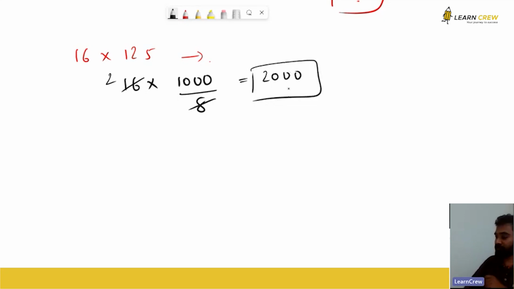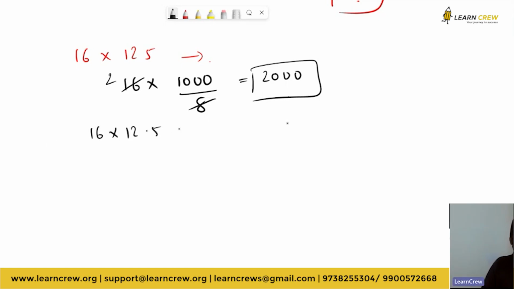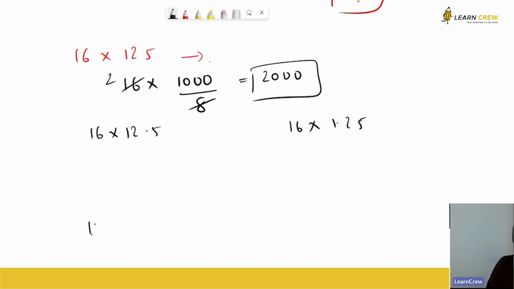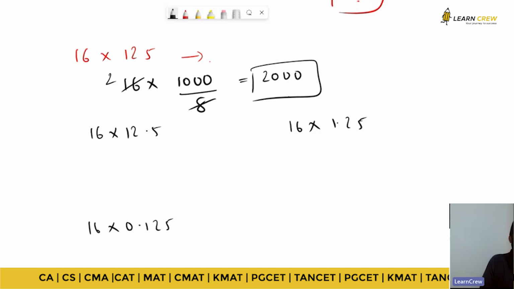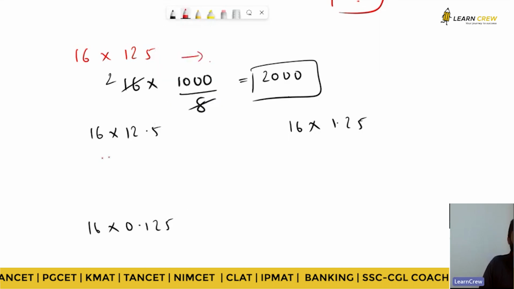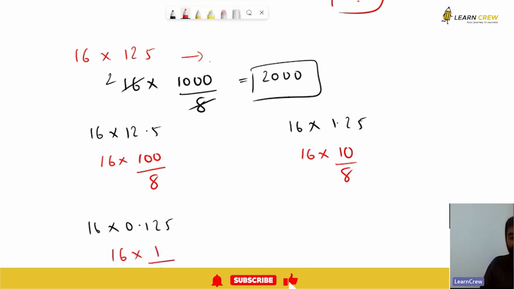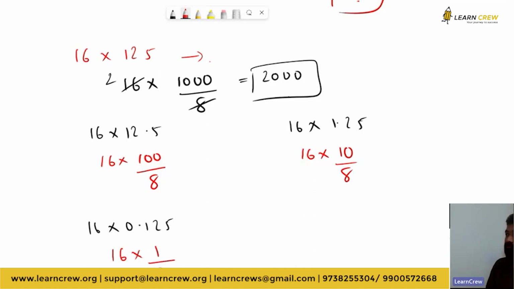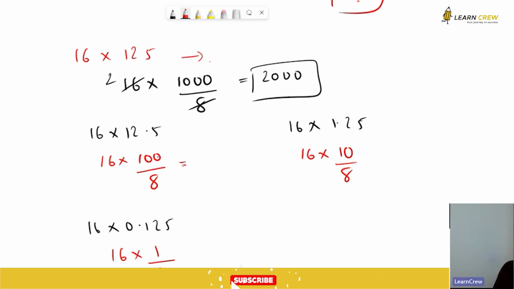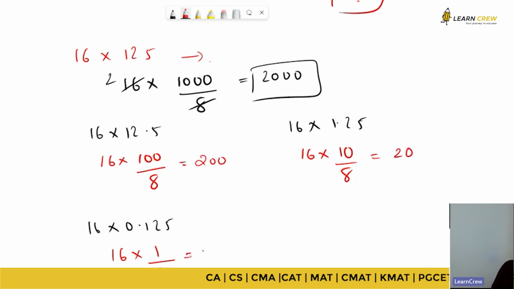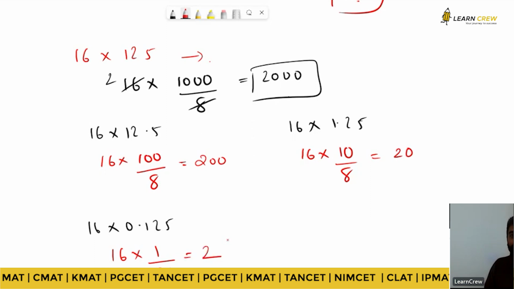Okay. Now I will give you another question. 16 into 12.5. Next, after this you do 16 into 1.25. Then you do 16 into 0.125. What's the answer for this 16 into 12.5? 16 into 100 by 8. This becomes 16 into 10 by 8. This becomes 16 into 1 by 20. Yes. Answer for this? 22.2.